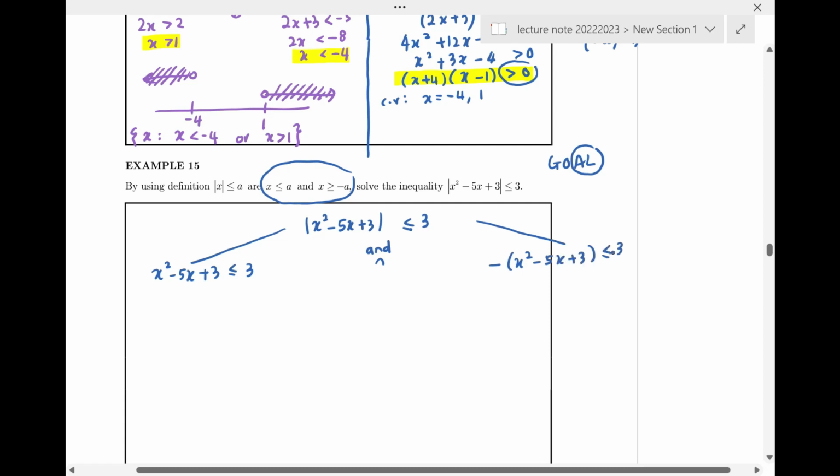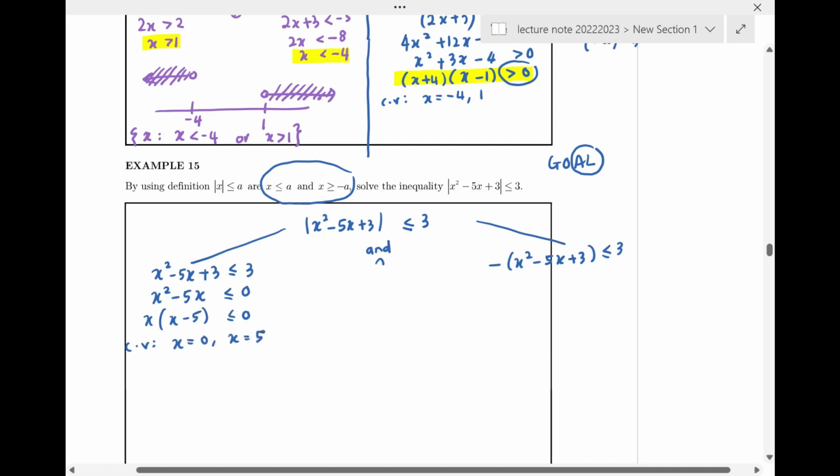So I'll solve the left one first. Rearrange it, I'll get x squared minus 5x less than or equal to 0. Okay, factorize: x times x minus 5 less than or equal to 0. Again, a quadratic inequality, so my critical values are x equals 0 and x equals 5.